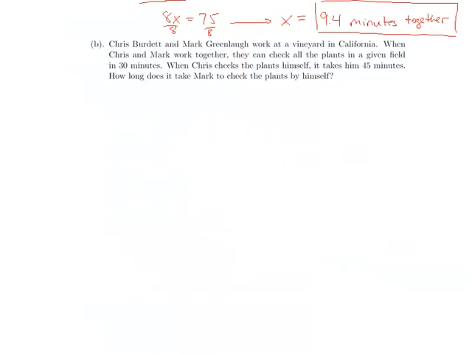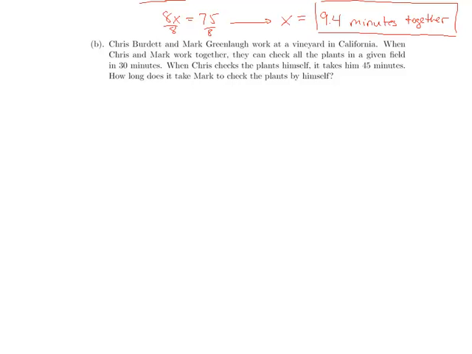Moving on to the next example, we're looking at Chris Burdett and Mark Greenlaw, who work at a vineyard in California. When Chris and Mark work together, they can check all the plants in a given field in 30 minutes. When Chris checks the plants by himself, it takes him 45 minutes. How long does it take Mark to check the plants by himself?